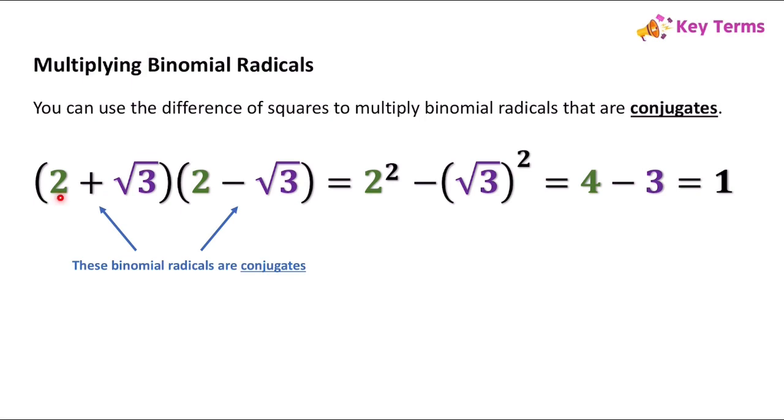We can just know that this is like, if we call this A, and we call this second term B, right? This is like A plus B times A minus B. And so that's going to give us A squared minus B squared, which we know because of the difference of squares. And so that helps us multiply a little bit like a shortcut, right? 2 squared is 4. The square root of 3 squared is just 3, so 4 minus 3 is 1.